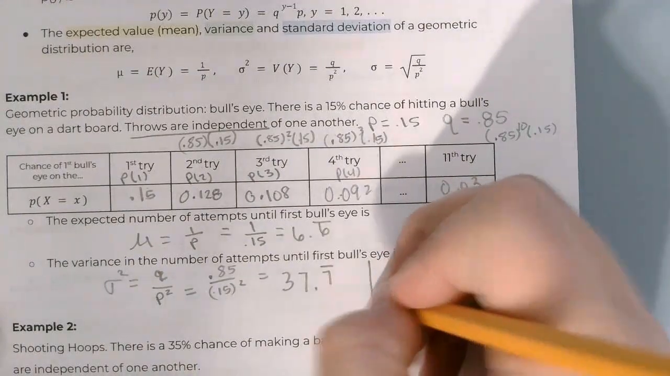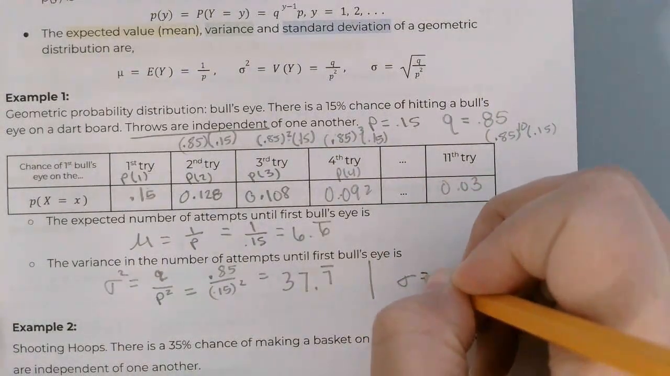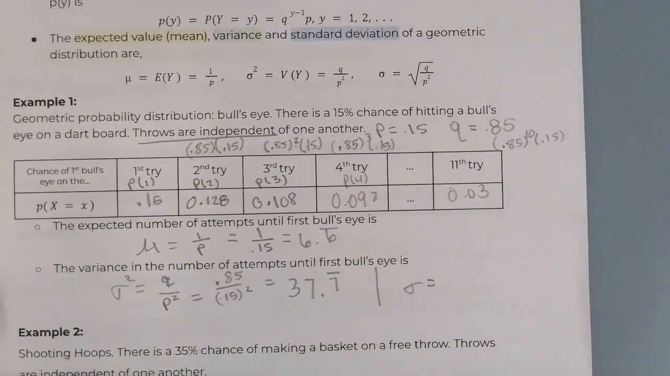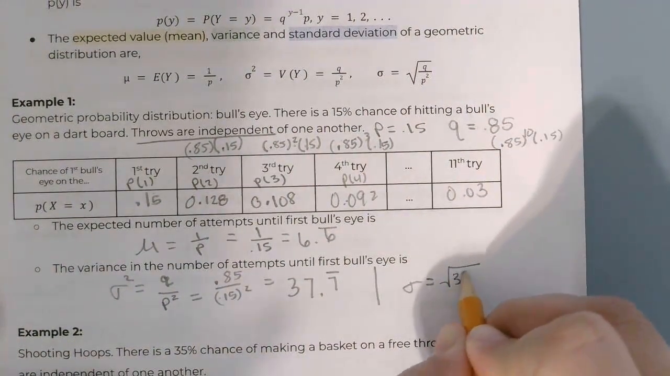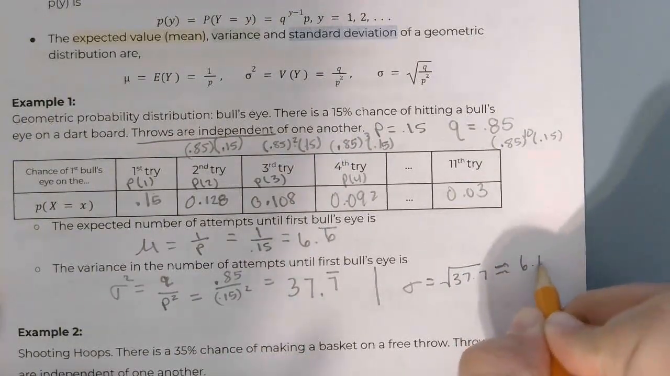And then if I wanted my standard deviation, I just find the square root of 37.7, and that is approximately 6.14.